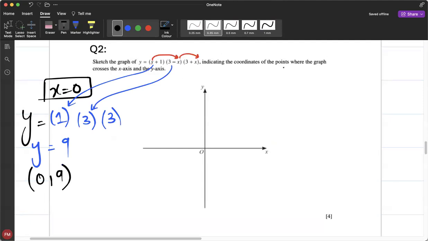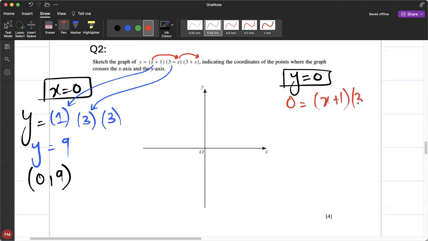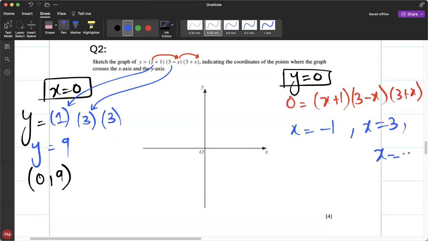In a very similar way, now I'll plug in y as 0. If I did plug in y as 0, that's going to be 0 equals x plus 1, 3 minus x, and then 3 plus x. If you equate it individually, you'll realize x equals minus 1. Then we have x equals 3. And then we have x equals minus 3. So let's start plotting these values. I know minus 1 is over here. Similarly, minus 3 is somewhere over here. And 3 is on this side. In a very similar way, we got 9 over here as well.